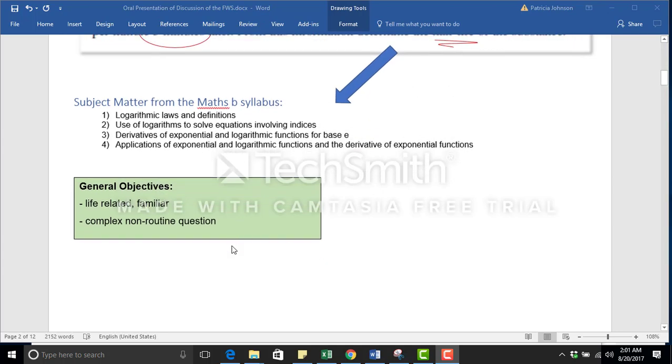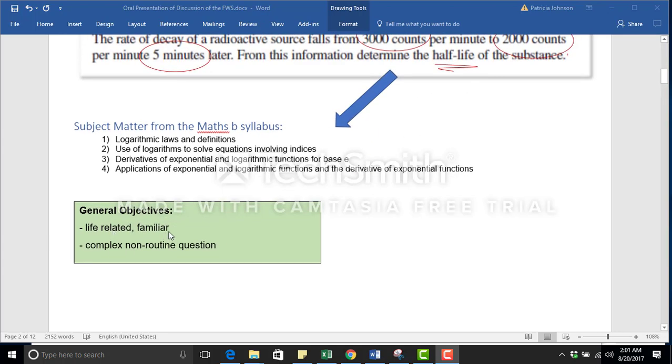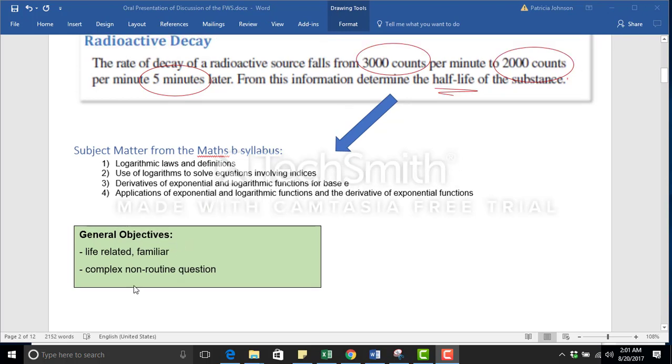In terms of the general objectives, this is a life-related familiar question. It's complex and non-routine because there isn't enough information inside of the problem to solve for the half-life of the substance using the simple radioactive decay formula.